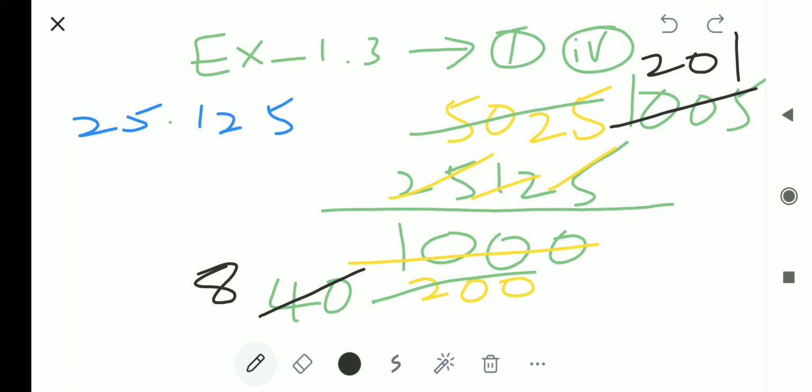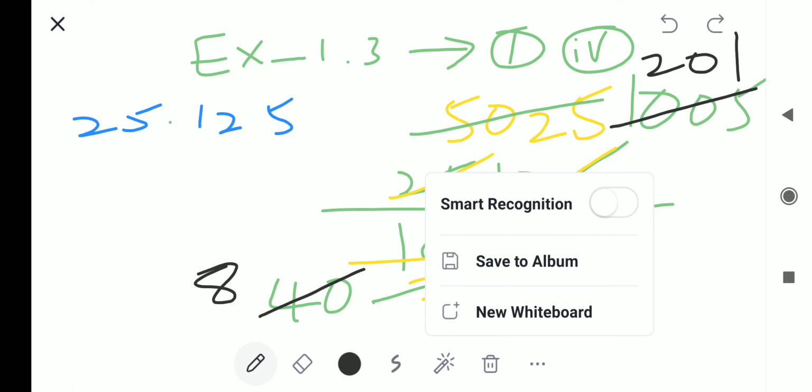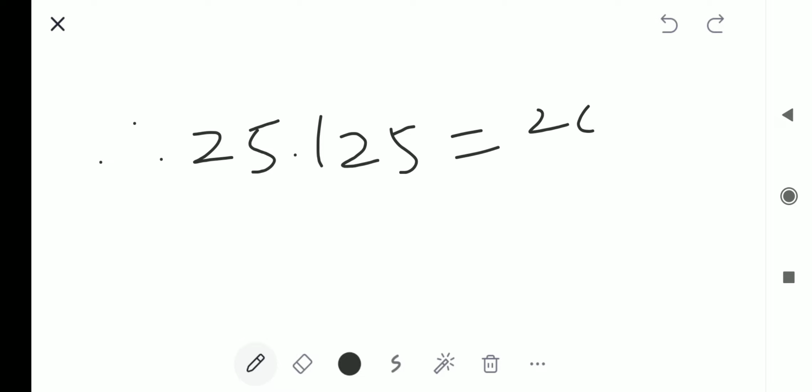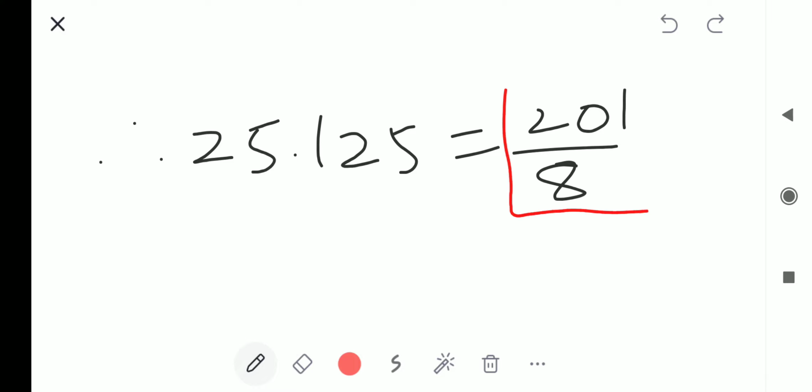8 will be cancelled by the 2 table, 4 table, 8 table. But 201 cannot be cancelled in the 2 table or 4 table or 8 table. Hence, I can conclude that the terminating decimal 25.125 can be written in P by Q form as 201 by 8, which is the simplest form.